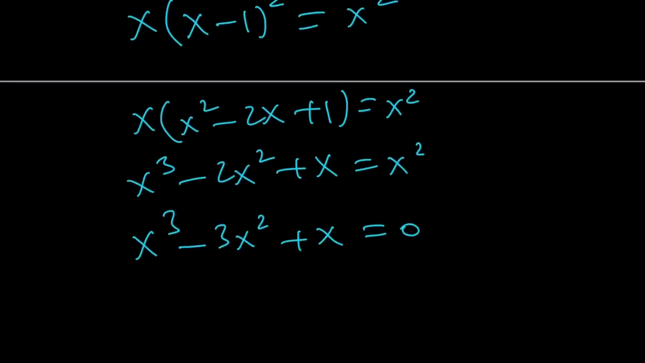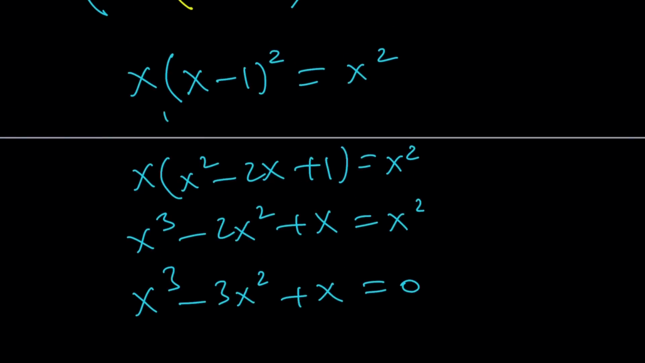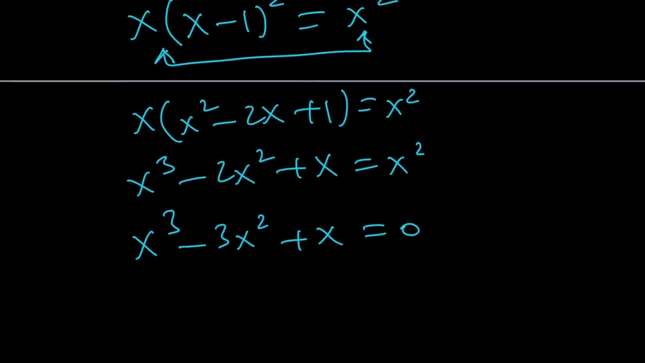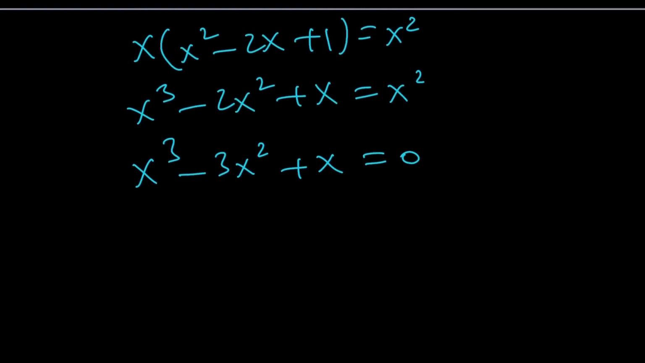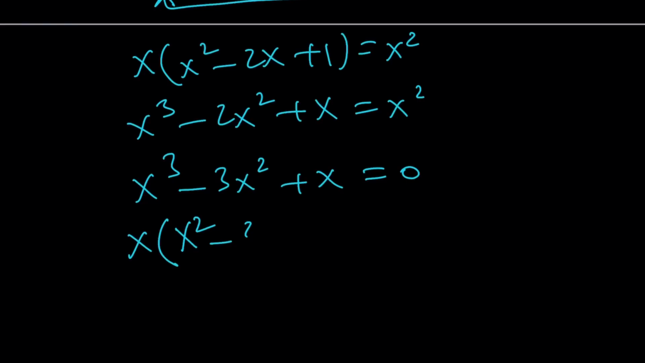You could also do the following. When you put everything on the same side, without distributing, you could factor out an x and then go with that. You're going to get the same thing, because we're going to factor x anyways, right? Because x is a common factor. So we can get x times (x squared minus 3x plus 1) equals 0 from here. Awesome. This is cubic, but x is factored out, so we get a linear times a quadratic, which is very easy to solve. Let's go ahead and solve each equation separately.